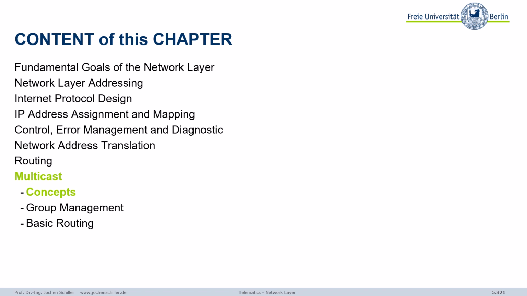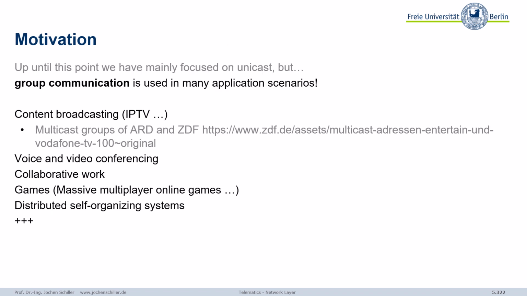Let's finally come to our last section in this chapter, multicasting. I will again explain some concepts and talk about what is multicast, what are groups, and how does routing work in a multicast scenario, because so far we basically only discussed Unicast. So up to now, unicasting, but maybe it's a good idea to use group communication, multicasting.